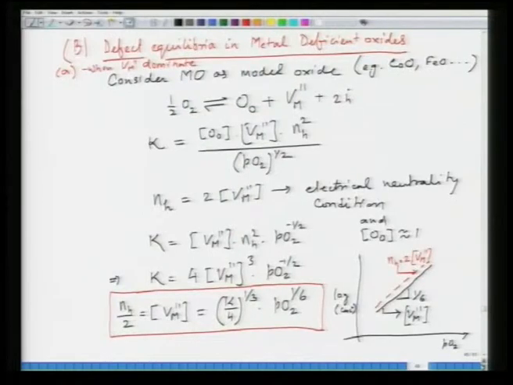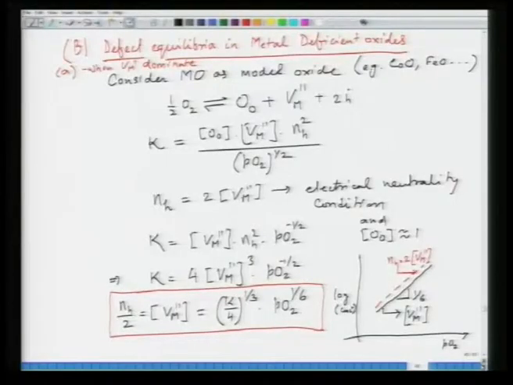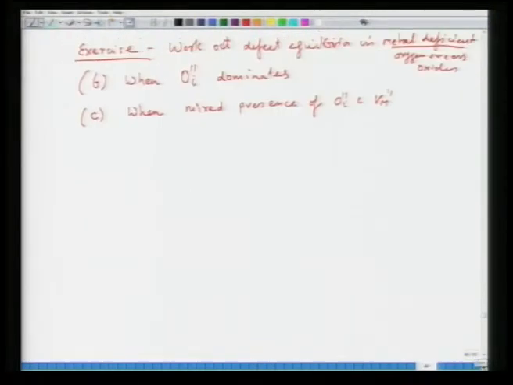And then we looked at the defect equilibrium in metal deficient oxides when metal vacancies dominate, and following the similar protocol as in the case of oxygen deficient oxides, we worked out the relation of metal vacancies and resulting holes with respect to partial pressure of oxygen. I left it to you as an exercise to work out this defect equilibria when oxygen interstitials dominate, and what happens when you have mixed presence of oxygen interstitials and metal vacancies. The derivation would be similar to what we did in the case of oxygen deficient oxide.